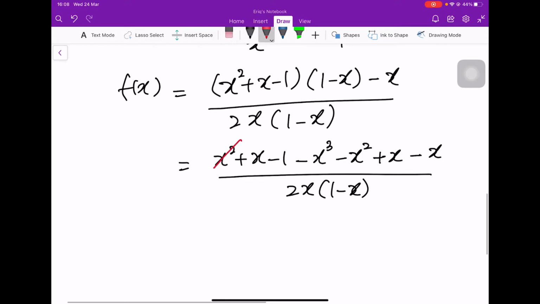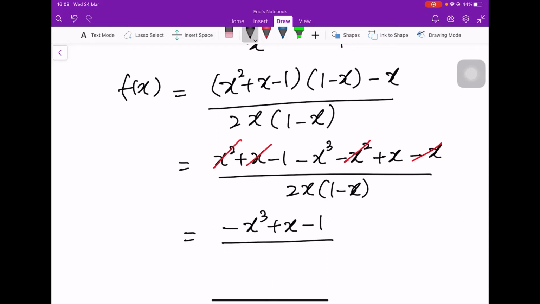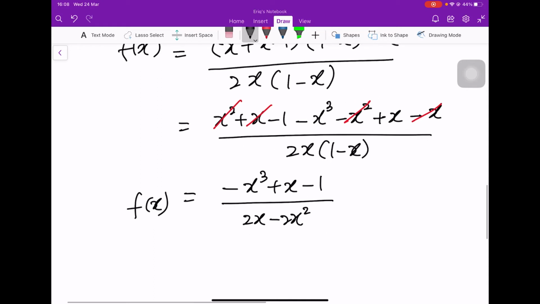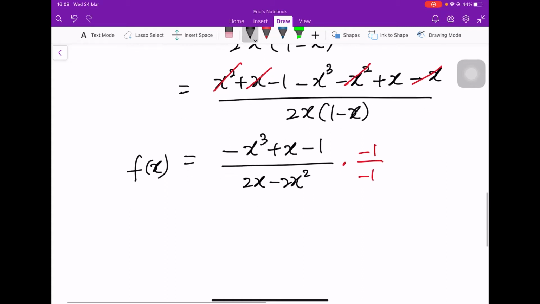Then this and that can cancel. This and that can cancel. So we have negative x cubed plus x minus 1 over... if you like, you can just go ahead and distribute your 2x minus 2x squared. Okay. So this is your answer. But if you don't like your first term to be negative, you can actually do one more step, which is you multiply both top and bottom by negative 1.